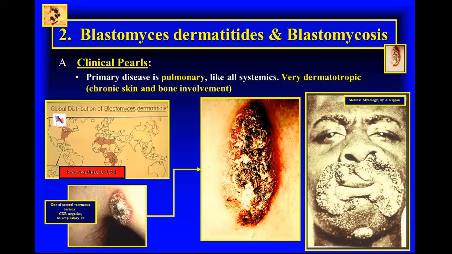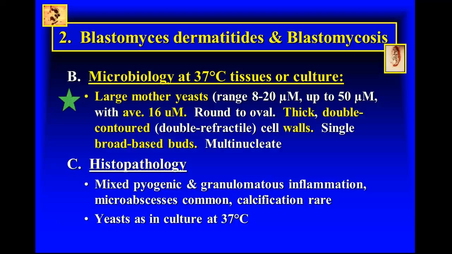Went to the books, particularly the big Bible of mycology, was and forever will be Dr. Rippon. He's 99, and he lives in Safety Harbor now. He told us from the very beginning that that stage is so quick that you may not have it, and you know you have Blasto by the skin lesion. So it is very dermatotropic, and it can affect bone also. This was one of the pictures in his old book, the original first version, of someone in the South in the 1920s with disseminated blastomycosis.